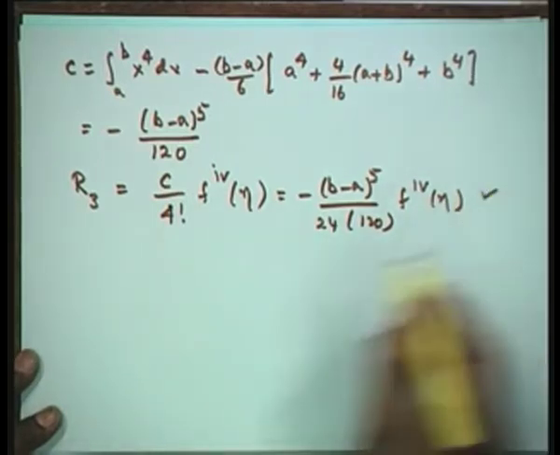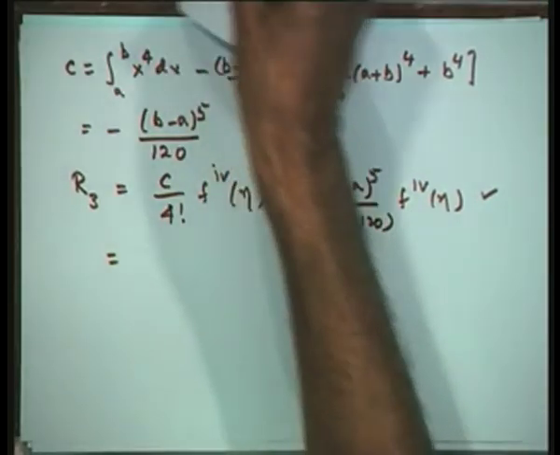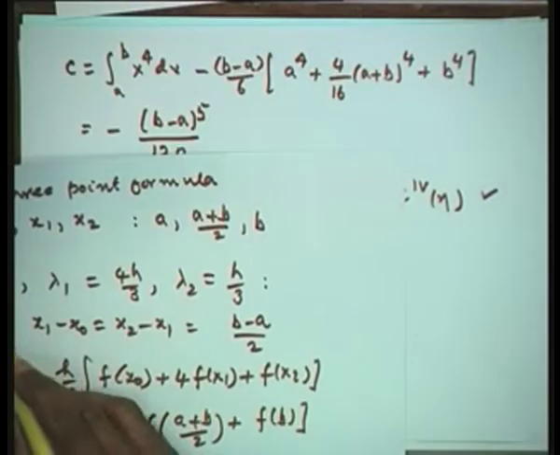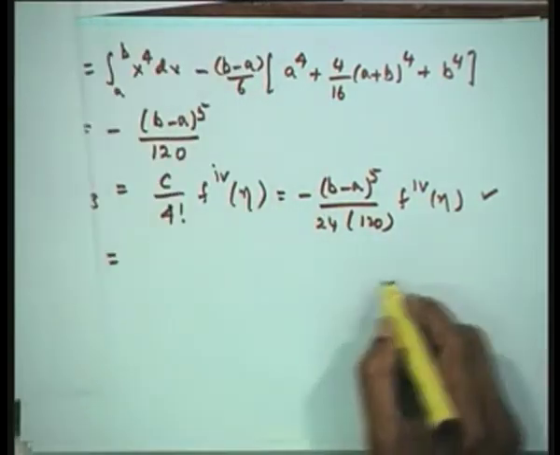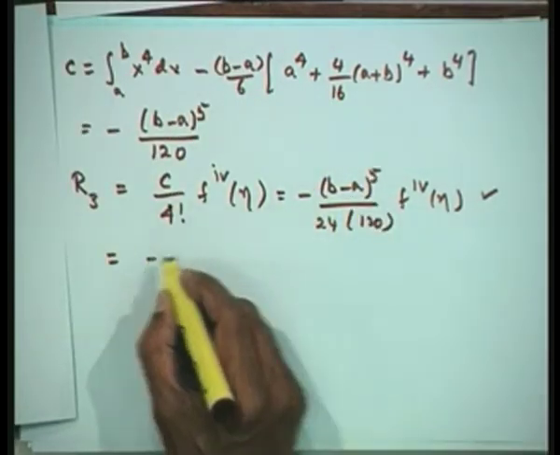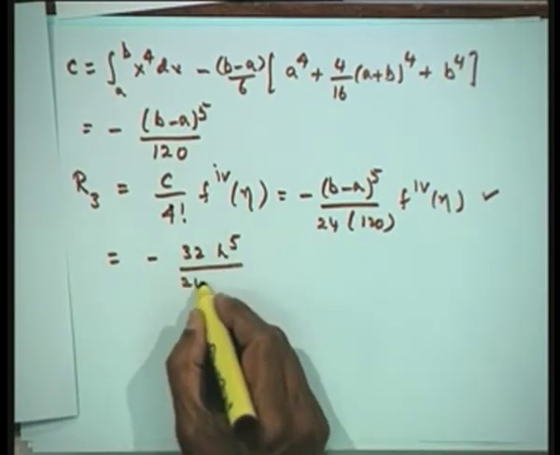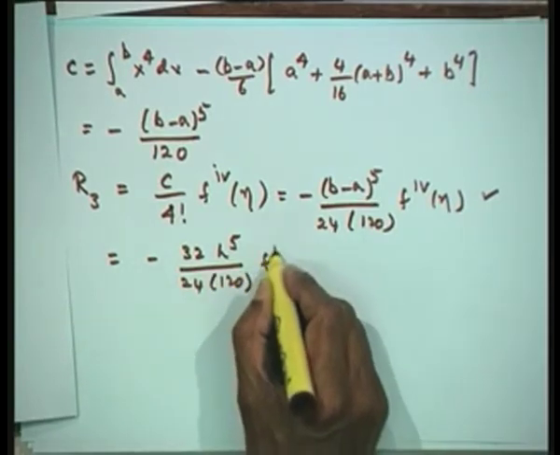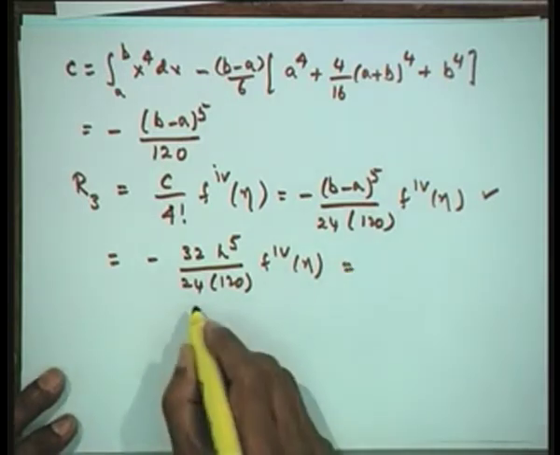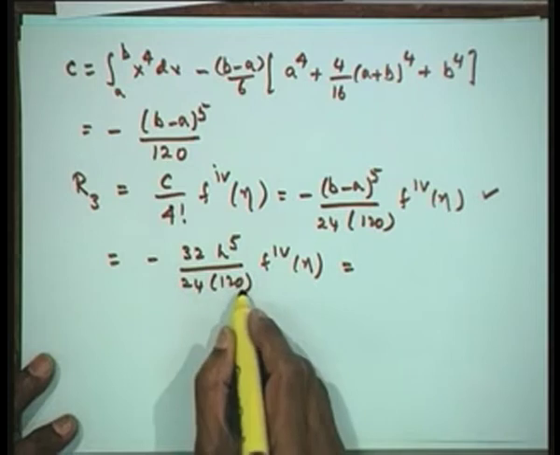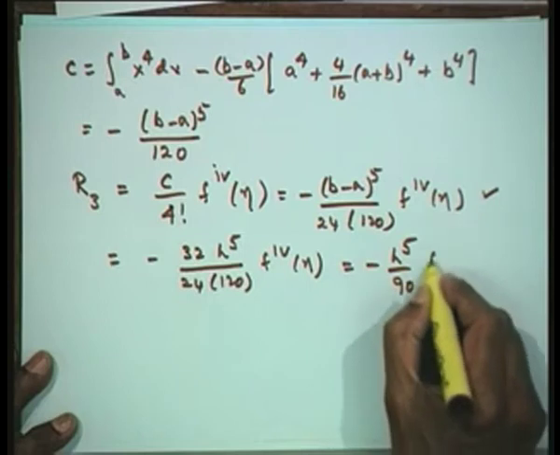Now, this form I can use. Alternatively, I would like to use the form of the step length h. The step length h for this was (b minus a) by 2. Therefore, I can use b minus a is 2h. Therefore, (b minus a) to the power of 5 will be 2 to the power of 5, 32 h to the power of 5, by 24 into 120, f 4 eta. This is 2880 and 32 cancels off, it becomes 90. So, I will have here h 5 by 90, f 4 of eta.